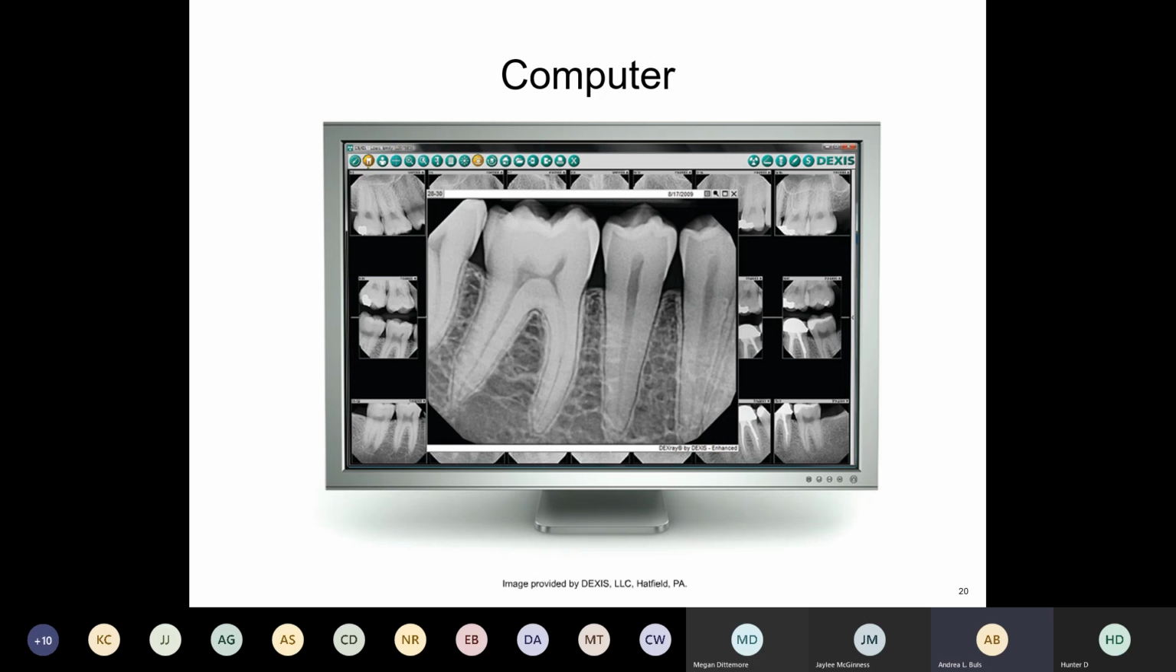Again, just what we see on our computer screen. And you can see across the top of that DEXIS screen, all of those little buttons, and all of those little buttons enable you to do something different. And we're going to play with those in clinic.